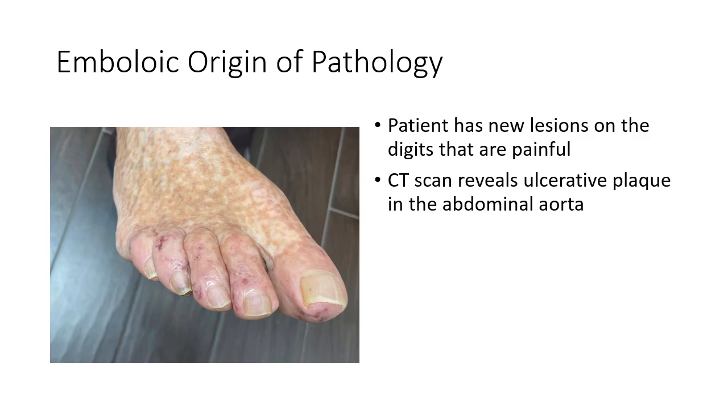Now, this patient has new lesions on the digits that are painful. I ordered a CT scan and referred her to a vascular surgeon who does arterial work. The CT scan revealed ulcerative plaque in the abdominal aorta. So obviously these are the result of embolization.